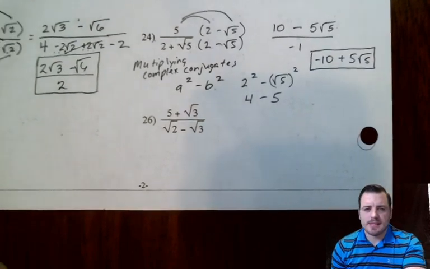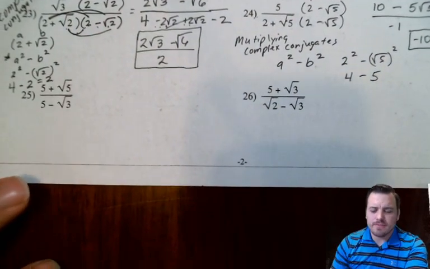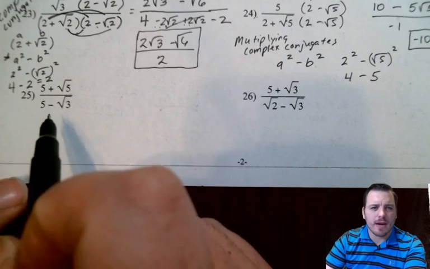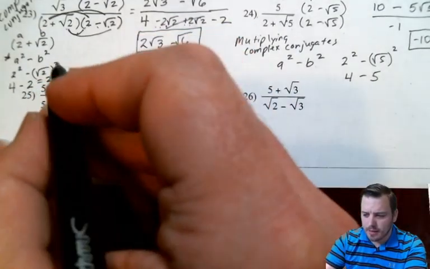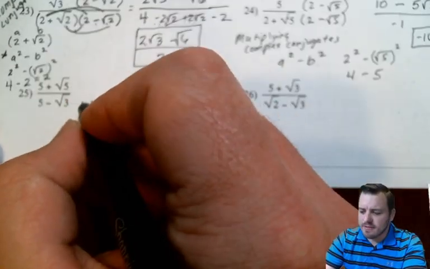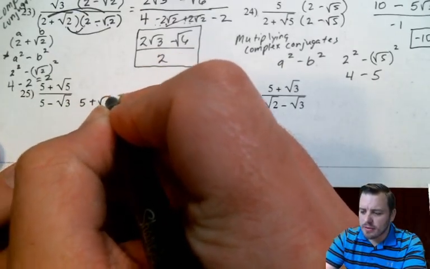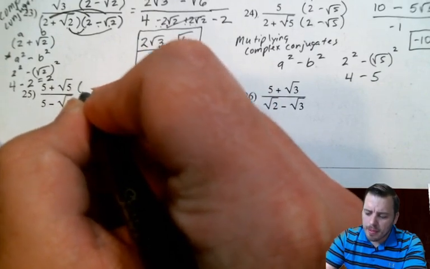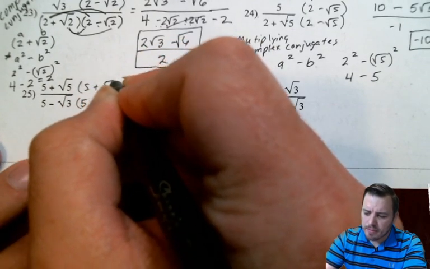All right, continue right along, guys. Looking at number 25. So 5 plus radical 5 over 5 minus radical 3. Same thing here, complex conjugates. So I'm literally going to say 5 plus radical 3 and 5 plus radical 3.